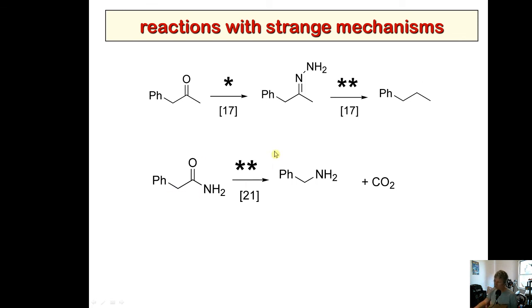The Hofmann rearrangement, you have to agree with me that this is probably one of the weirdest reactions mechanistically that you've learned in the course. Good one to review.